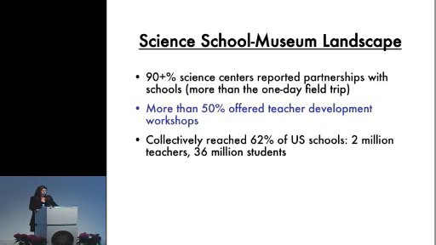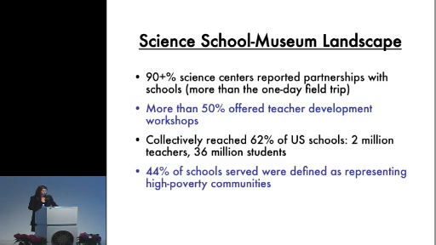The analysis revealed that what that meant was that the informal science institutions were reaching about 62% of American schools. 2 million teachers were participating in programs, roughly 36 million kids. And actually, 44%, so almost half of the schools that people were reporting partnerships with came from high poverty communities. So disproportionately, the audiences from schools were from high poverty communities.